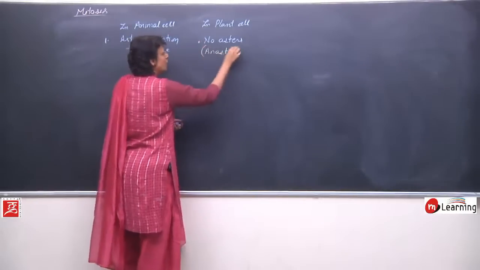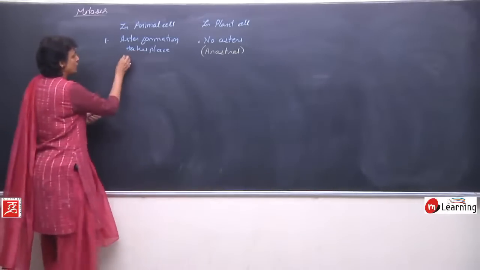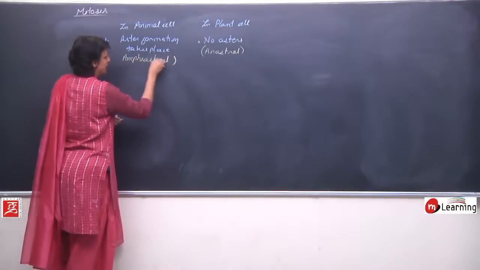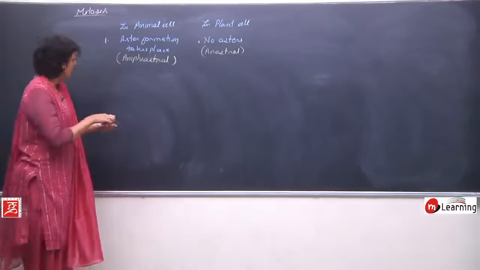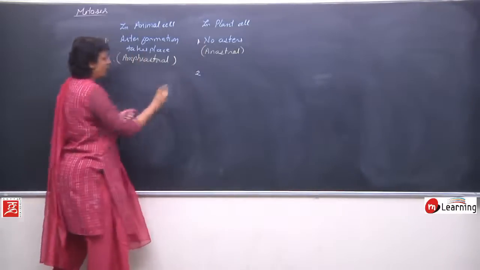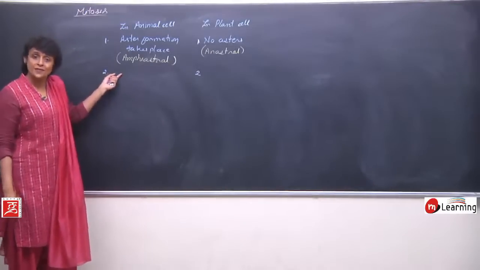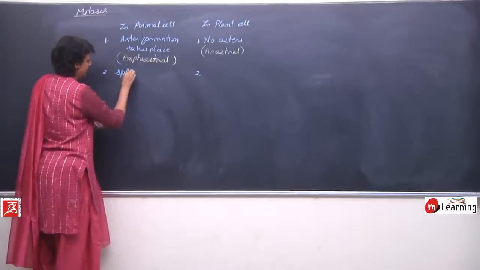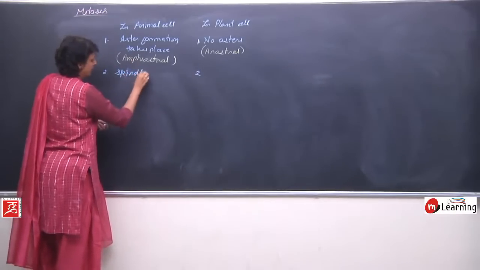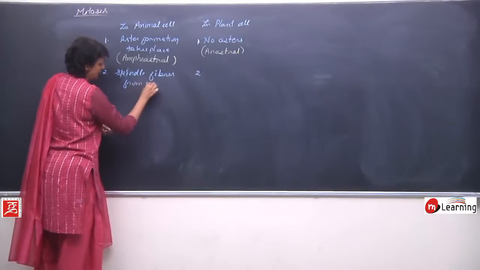Reason? There are no asters formed. In case of animal cell, there are two asters formed. So, it is known as amphiastral because of two asters which are formed. Second difference which we see between plants and animal cell, in animal cells the spindle fibers appear from the centriole. Spindle fibers arise from centriole.